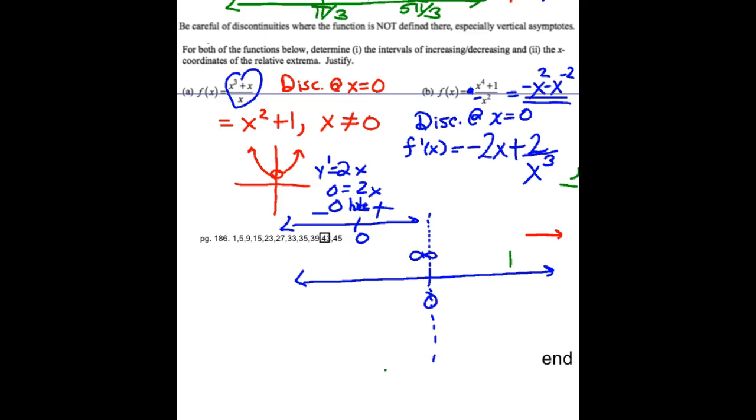I want to know where the derivative is 0, though, which means I need to get this as a single fraction. How do you get this as a single fraction? Because the only way a fraction can be 0 is if the top is 0. I need to see the top. How do I get this as a single fraction? Crisscross applesauce. Yep, so let's go do that. That would be negative 2x to the 4th plus 2 over x cubed. There's my derivative set equal to 0.